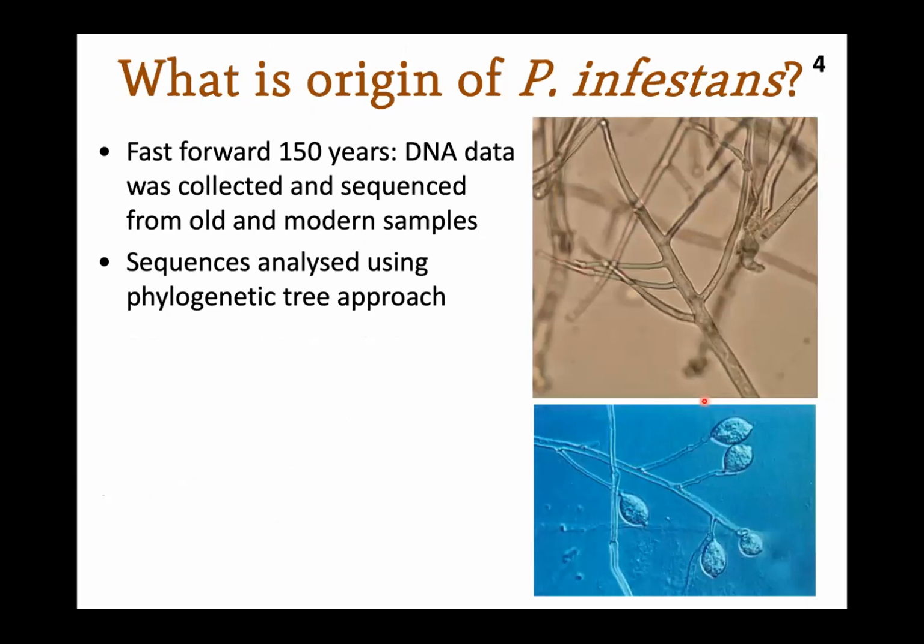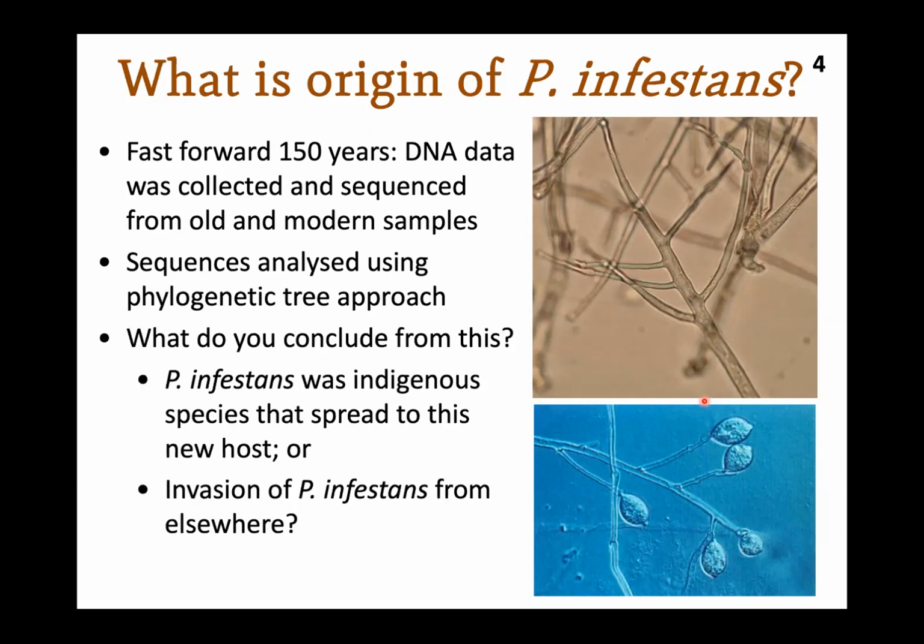And let's fast forward 150 years. What people did, back in those days, was make collections of infected potatoes. And so now in, say, museum samples, we have access to those original infestations of Phytophthora infestans. So what people did is they took those potatoes and they extracted DNA from them, and they sequenced the DNA of the pathogen from these old historic samples as well as from modern samples. And then they looked at those DNA sequences and they analyzed them using the phylogenetic tree approach that we've talked about here.